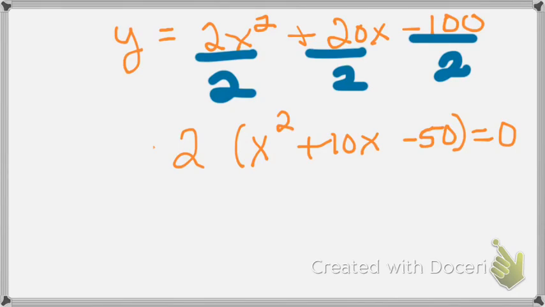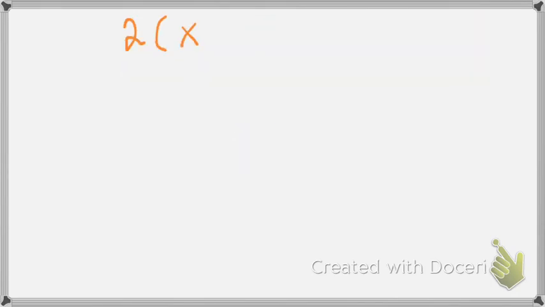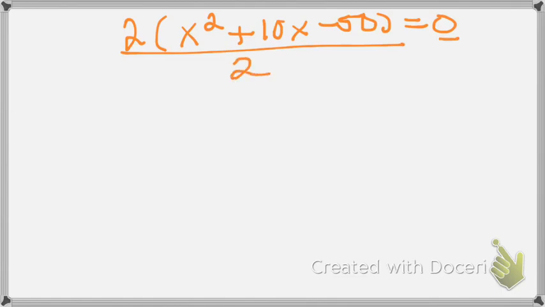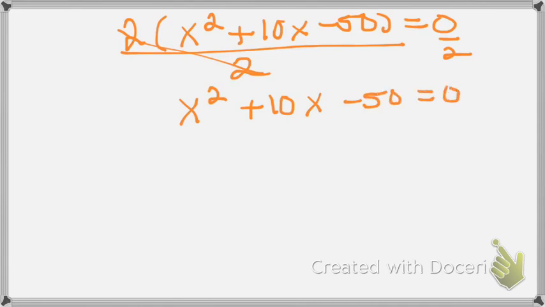We have 2, x² + 10x - 50. 2 times (x² + 10x - 50) = 0. Now, this 2 is going to be divided into both sides. What happens? What is 0 divided by any number? Hopefully you said 0, because that is the truth. So now we have the correct setup. Add 50 to both sides.